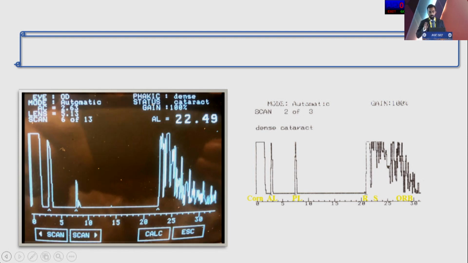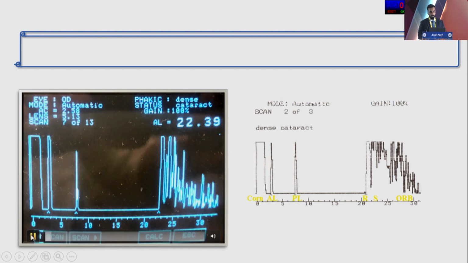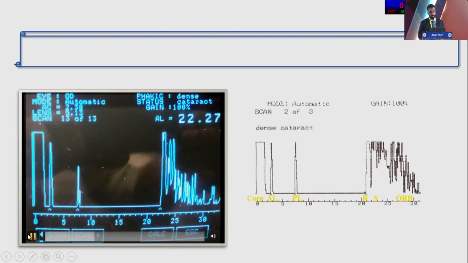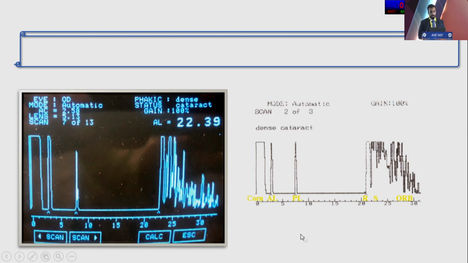So as we see here, on all the readings, the axial lengths are quite similar to each other. It would be prudent to take the first scan here, as this scan has the best waves. So this is the ideal scan with which the waves are all of high amplitude. This is the scan which we would take in all our axial length readings.